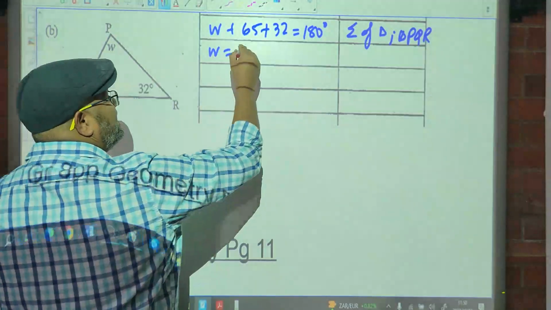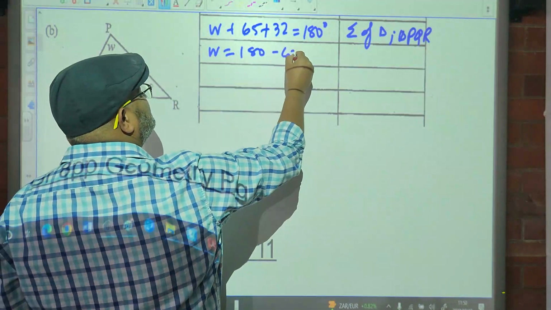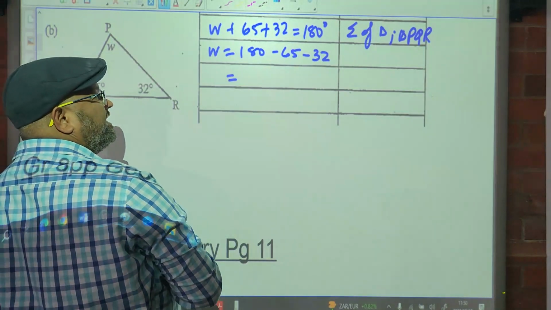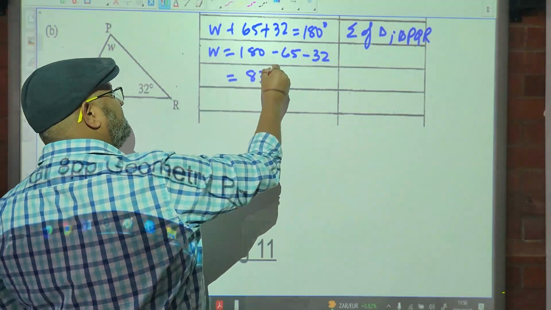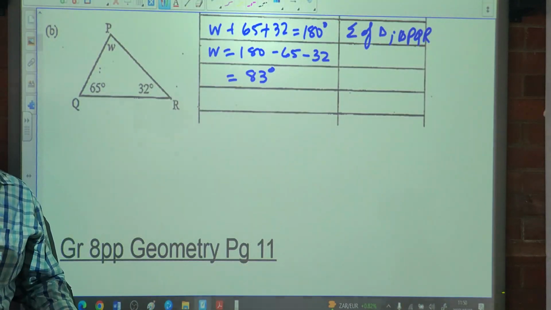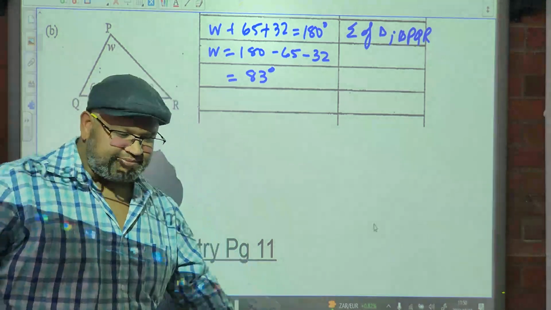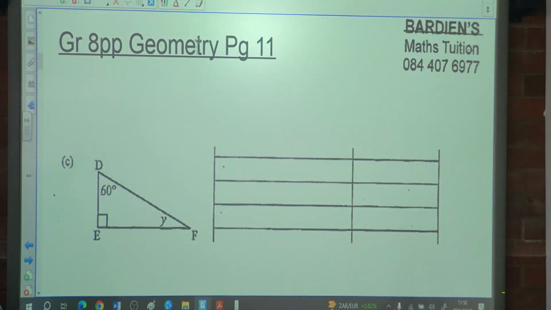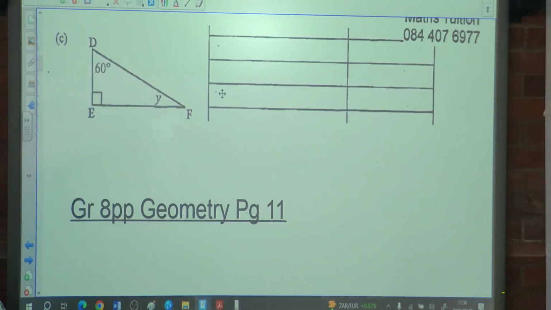w is equal to 180 minus 32, which gives us an answer of 83. You all agree with that? Is there any confusion? No. Okay. Look at the next question.